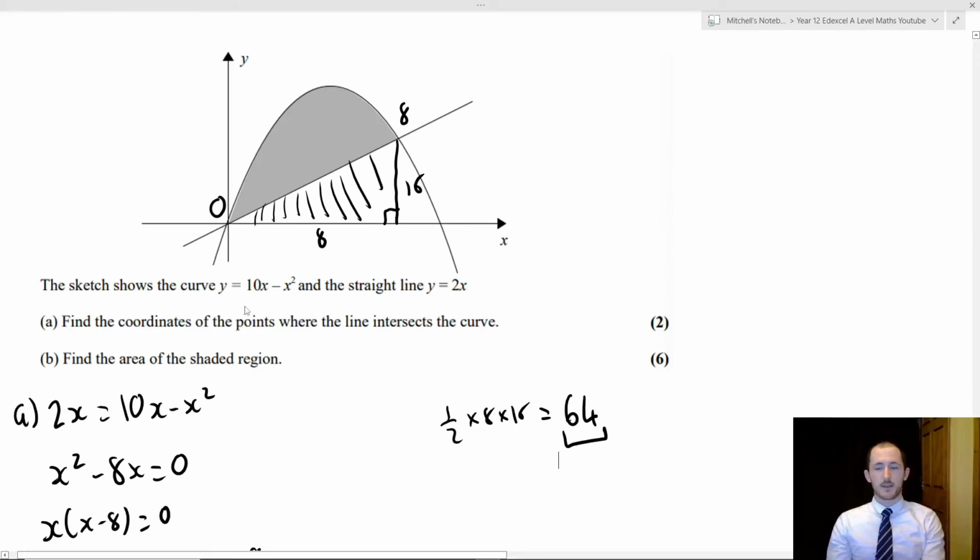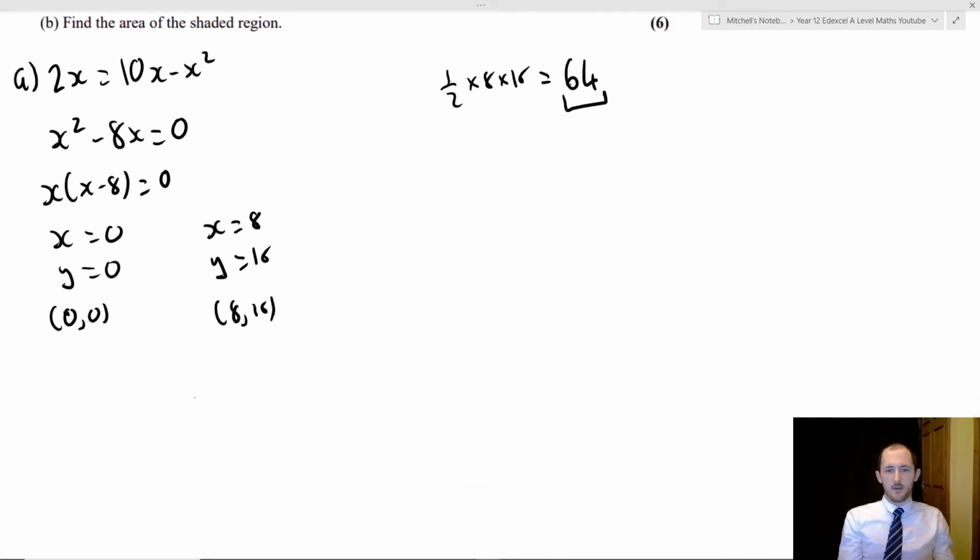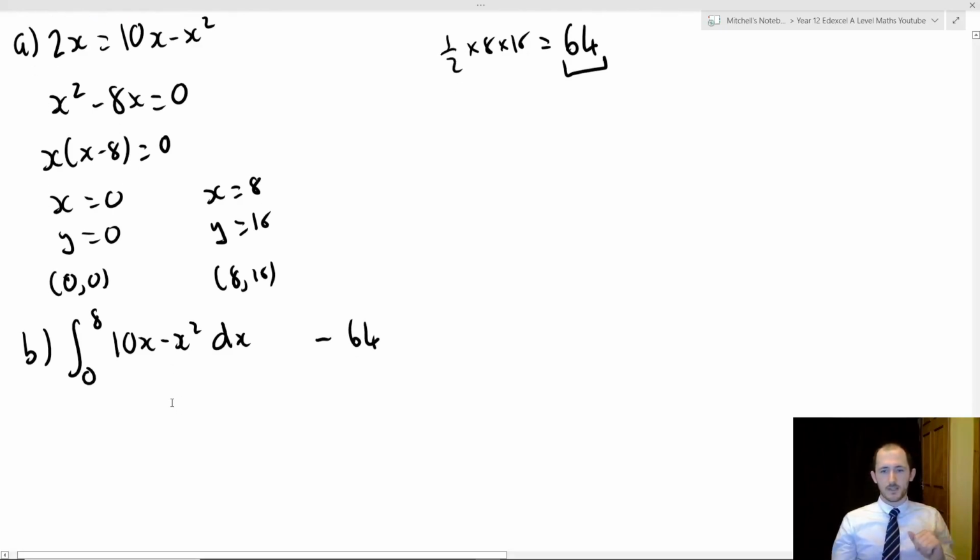Okay, so again, this requires a bit of problem solving, a bit of logic, which is why a lot of students find it very tricky. So with part B, all we're going to be doing is integrating between 0 and 8 the expression 10x minus x squared, and then at the end we're going to subtract 64 from it. Cool. So let's get to it.